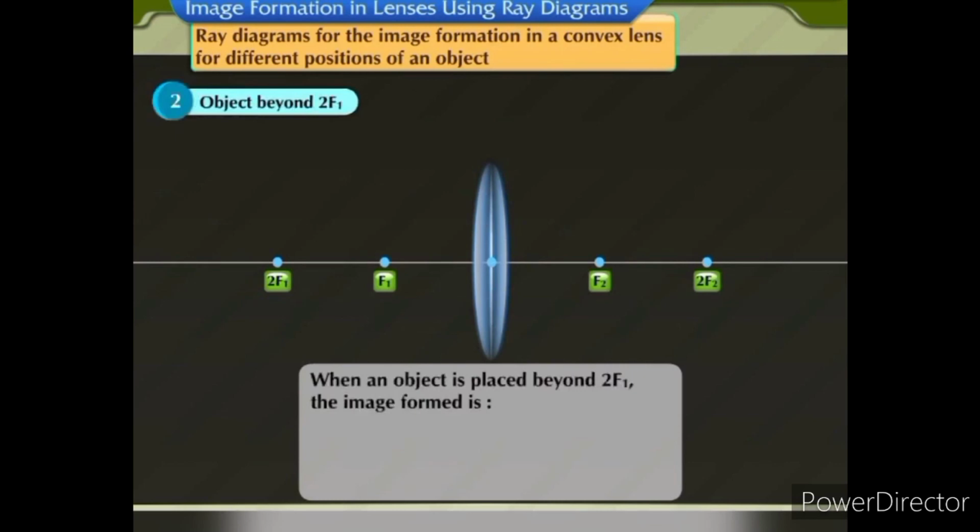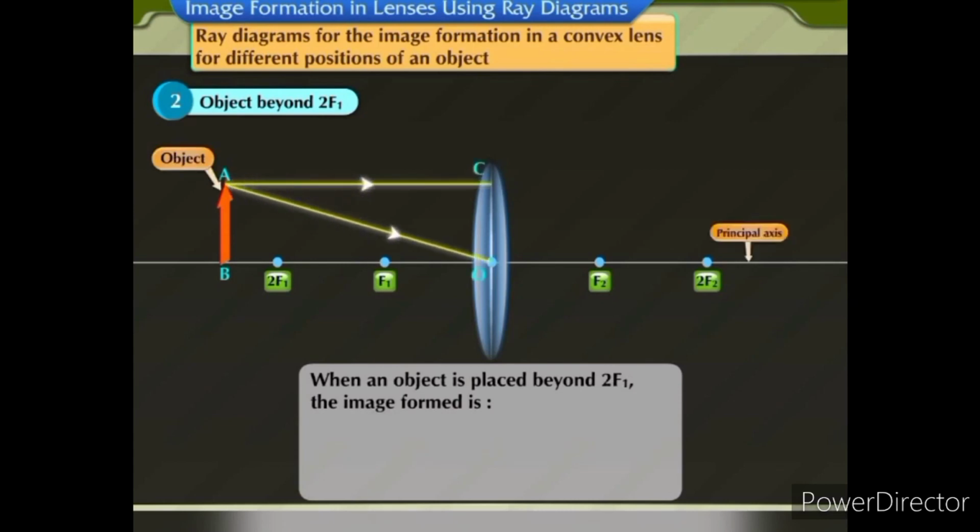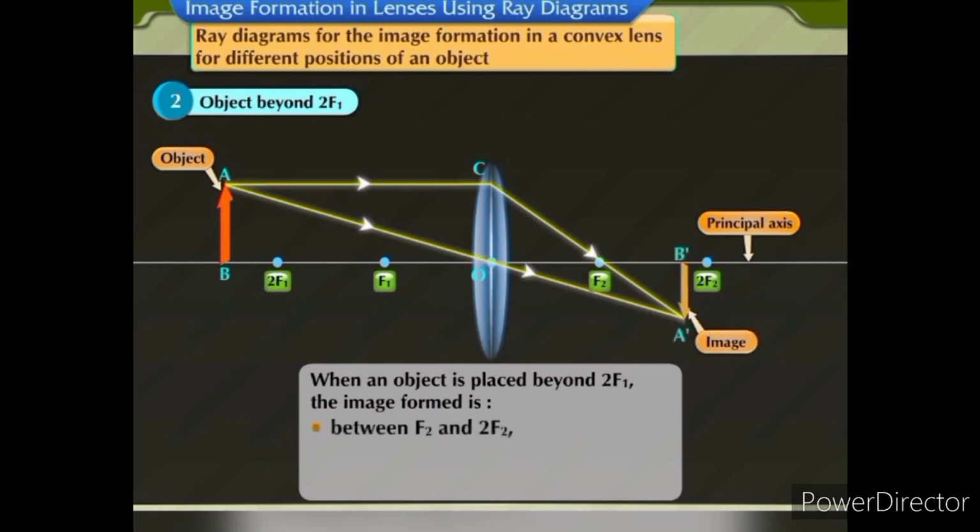Object beyond 2F1. Let the object be placed beyond 2F1. Let us consider two rays: AC parallel to the principal axis, and the ray AO passing through the optical center O of the lens. The ray AC passes through focus F2 and the ray AO passes through the optical center without any deviation. Thus, the image A'B' is formed between F2 and 2F2. The image is diminished, real, and inverted.